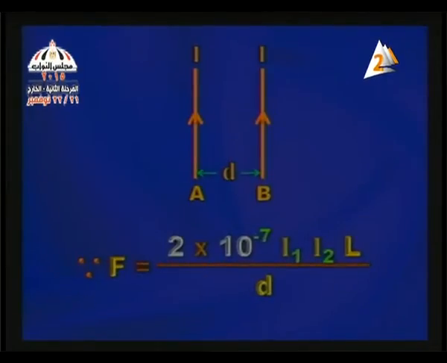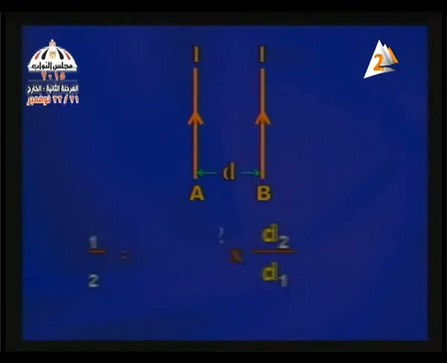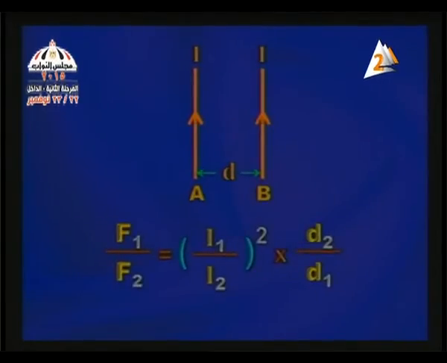The formula that determines the magnitude of the force is F equals 2 times 10 to the power of negative 7 I1 I2 L over D. So we can say F is equal to 2 times 10 to the power of negative 7 I squared L over D. Why I squared? They carry the same current intensity. The formula is modified into F1 over F2 is equal to I1 over I2, squared, times D2 over D1.